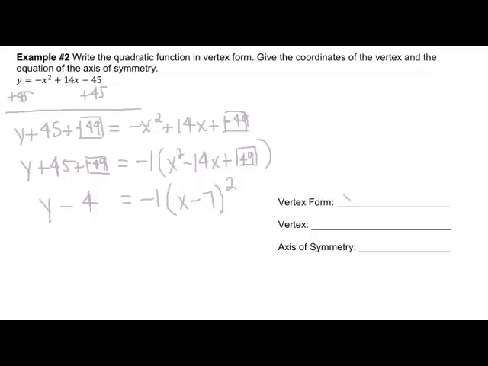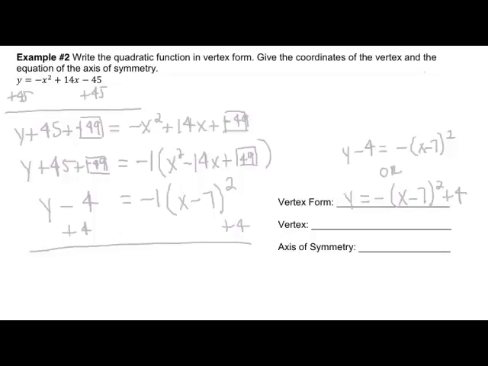So for vertex form, we're going to add 4 to both sides. So we get y equals negative x minus 7 squared plus 4. Or again, we could write it as y minus 4 equals negative times x minus 7 quantity squared. Either way is correct for vertex form.